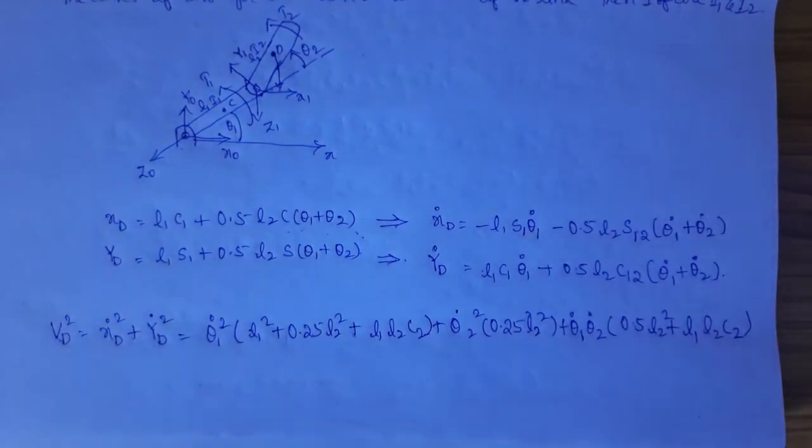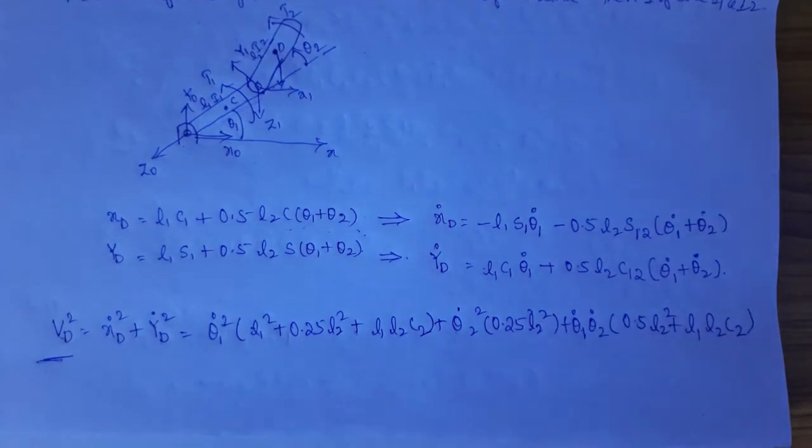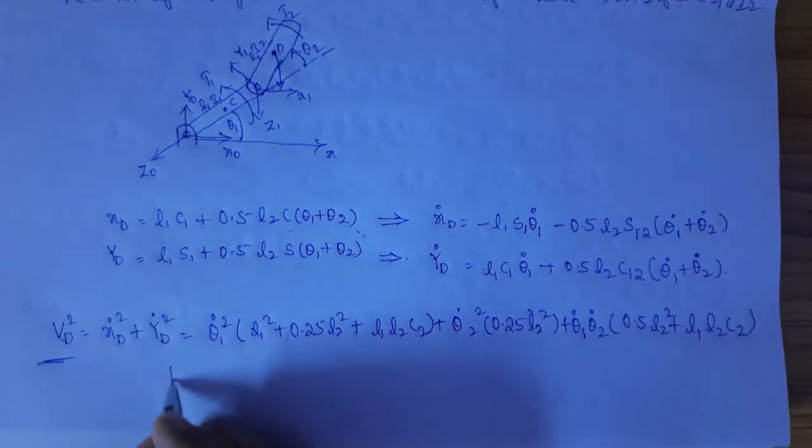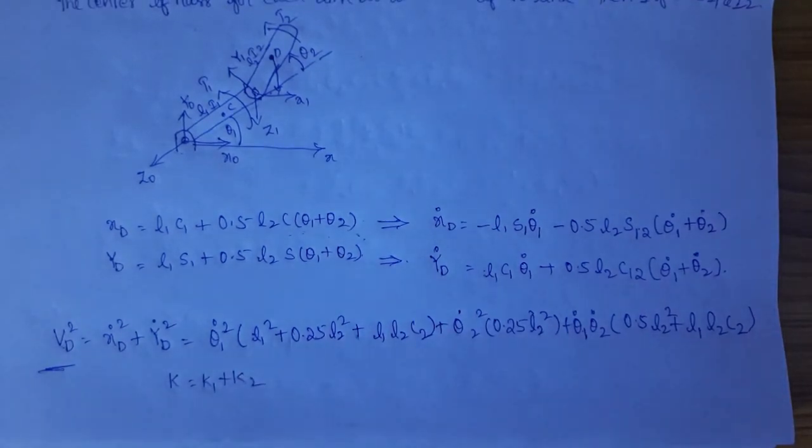So this is the modulus square of the total velocity of the center of mass of link 2. We have just done the modulus square, the velocity square. The total energy for the system is the sum of the kinetic energies of link 1 and link 2, so the kinetic energy K is equal to K1 plus K2. So we have to go for the calculation of the kinetic energy, that is K1 and K2.